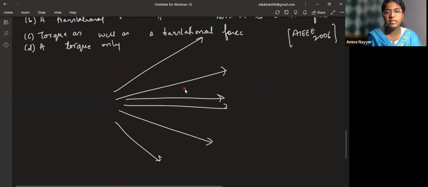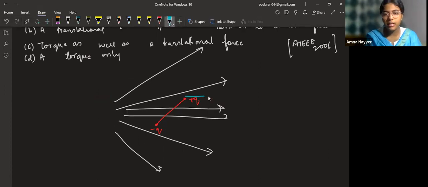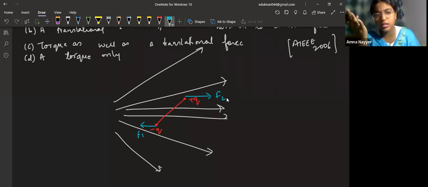See, this is, let's say, a dipole that has been kept, plus Q here and minus Q here. So one force will be here, let's say this is F1, and this is F2. Will the forces cancel each other? No, the forces will not cancel each other. In a non-uniform electric field, the dipole may experience both non-zero torque as well as translational force.